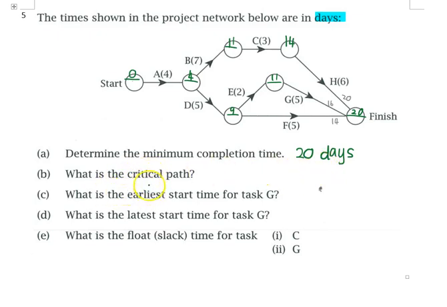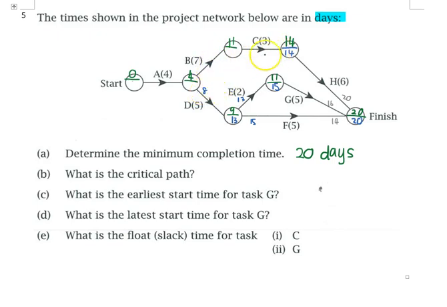In order to find the critical path, please find the LST value. Right now I'm going to find the LST value. So start from behind. 20 minus 6 will be 14. 20 minus 5, here we have 15. 15 minus 2 becomes 13. Between 13 and 15, which one will we choose? The smallest value, which is 13. So 13 minus 5 is 8.